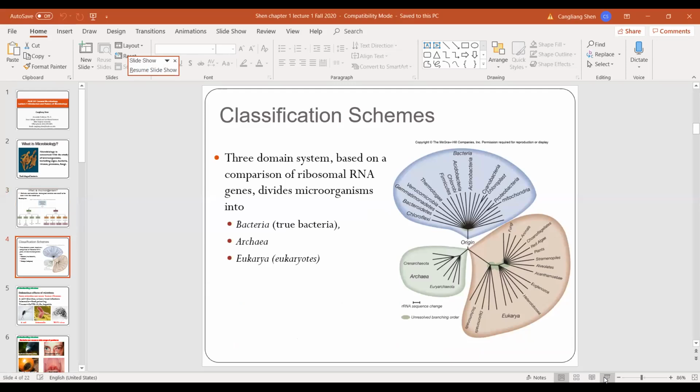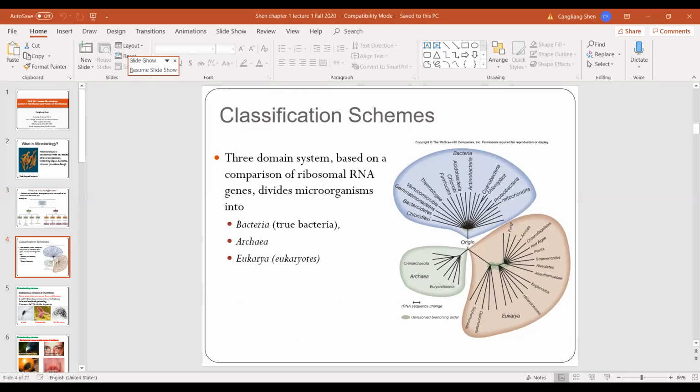So how we classify the microorganism? There are three domains, which are bacteria, archaea, and eukarya. Eukarya like eukaryotes. For example, E. coli is a bacteria that belongs to bacteria. And the yeast and the molds, which are eukaryotes, so they belong to eukarya.